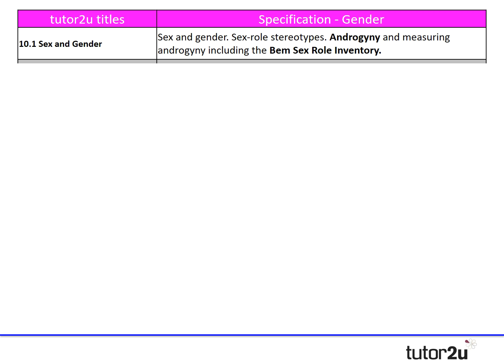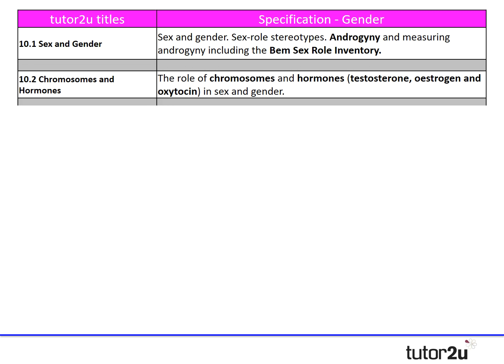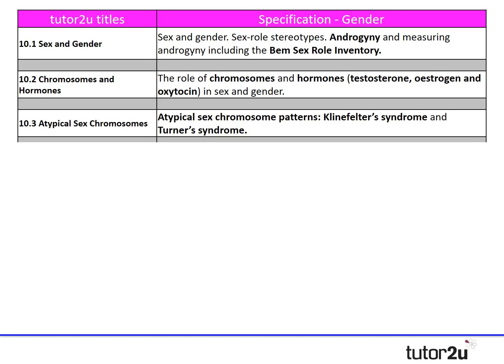The first topic is sex and gender, and what's nice about the new specification is that they're really specific with some of the key terms that the students need to know. So you've got sex role stereotypes, androgyny, and they've included again the BEM sex role inventory in this particular spec. You've then got the biological aspects, so you've got chromosomes and hormones as before, but they've named testosterone, estrogen and oxytocin this time. And then on top of that, still part of biology, you've got the atypical sex chromosome patterns, looking at Klinefelter syndrome and Turner syndrome.